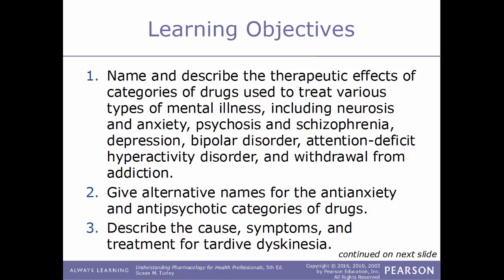Learning objectives for this chapter: name and describe the therapeutic effects of categories of drugs that are used to treat various types of mental illness, including neurosis and anxiety, psychosis and schizophrenia, depression, bipolar disorder, attention deficit hyperactivity disorder, and withdrawal from addiction. Give alternative names for the anti-anxiety and antipsychotic categories of drugs.